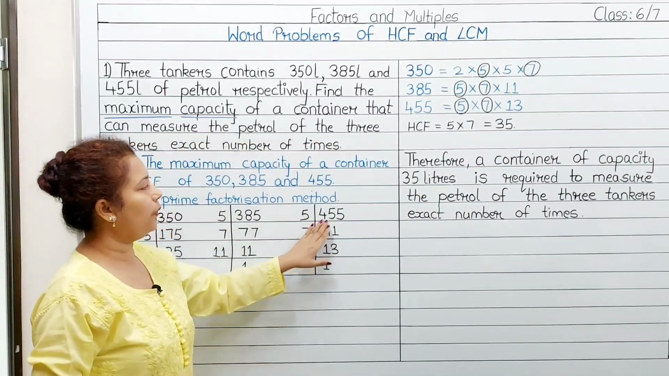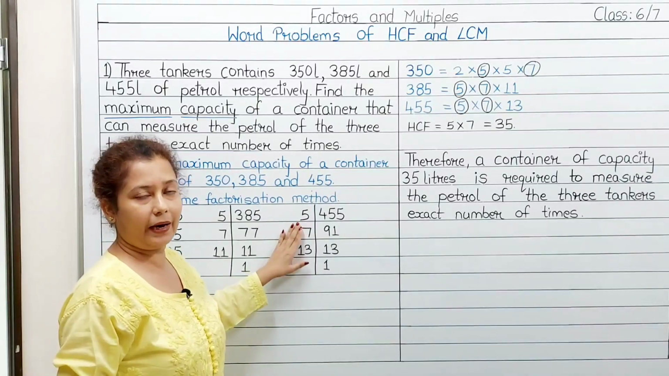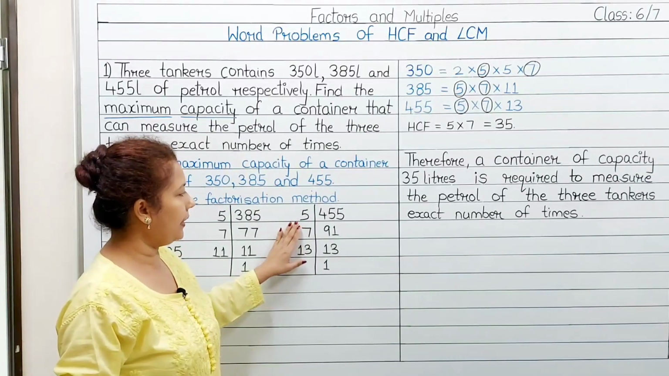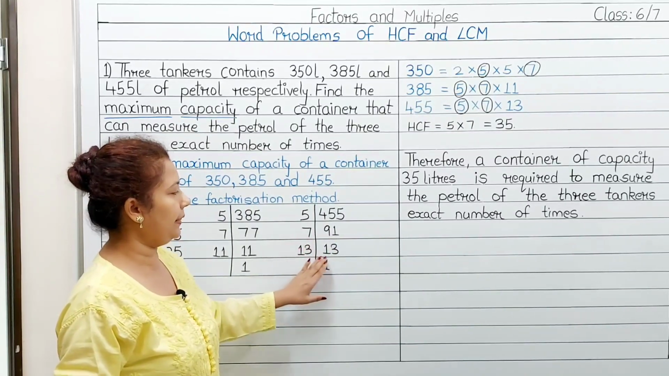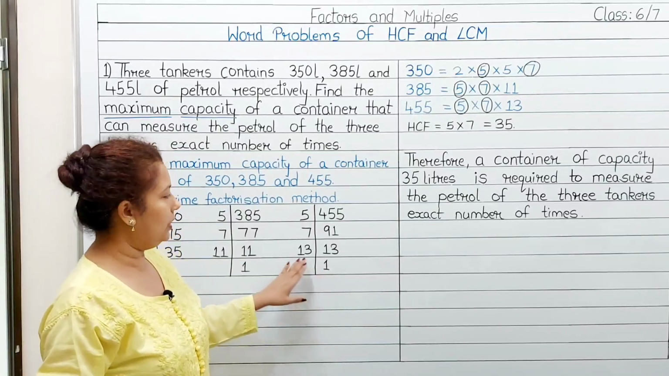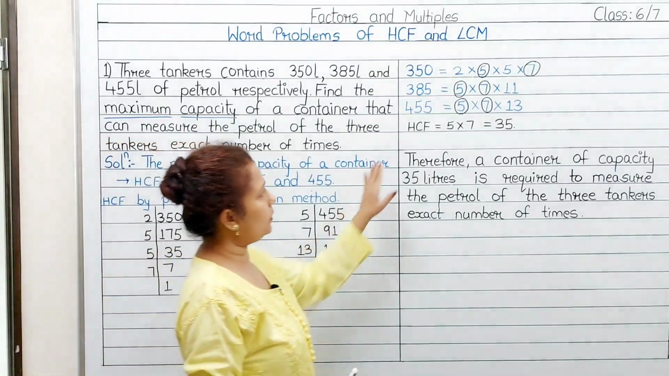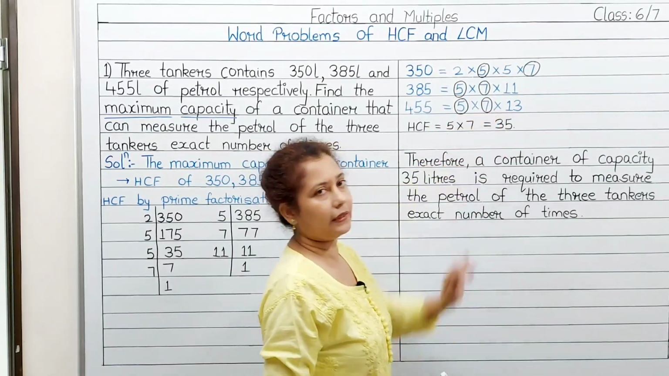Next is 455. When we divide it by the prime number 5, we get 91. When we divide 91 by 7, we get 13. 13 divided by 13 is 1. So the factors of 455 are 5, 7 and 13.